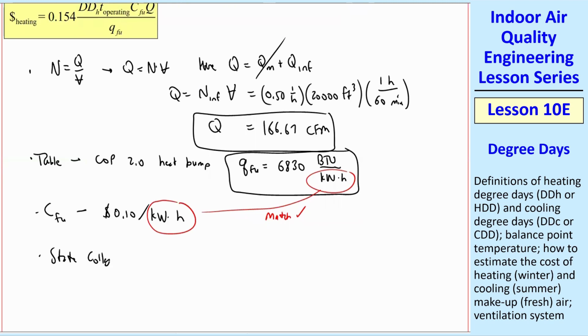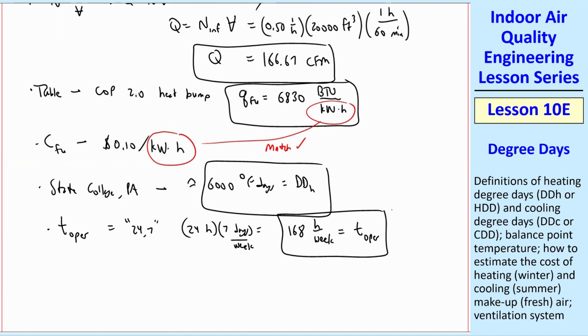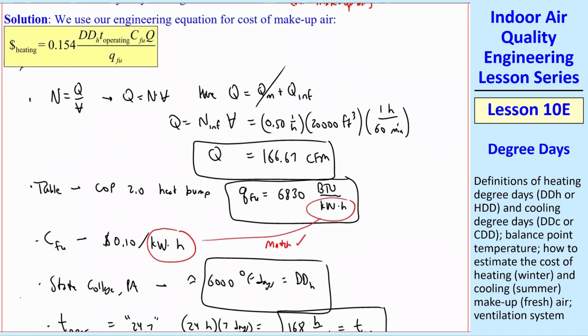State College, PA, typical year around 6,000 degree F days. That's our DDH. T operating, this is a house, so we say 24/7. That's 24 hours times 7 days is 168 hours per week. It's actually a misnomer. It's not a time. It's a time per week. That's everything we need, so it's a matter of just plugging in this equation.